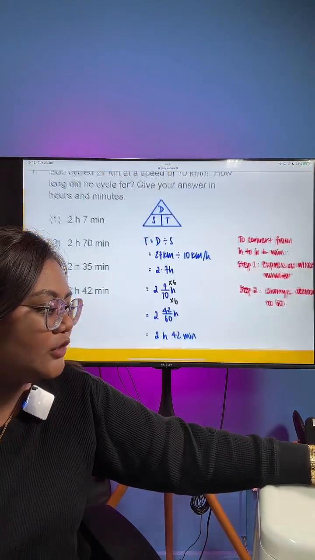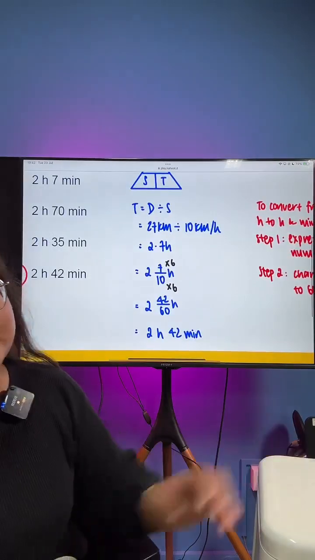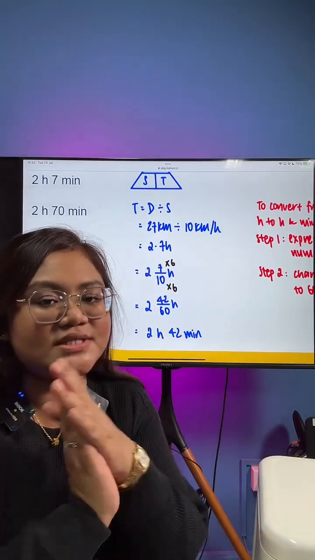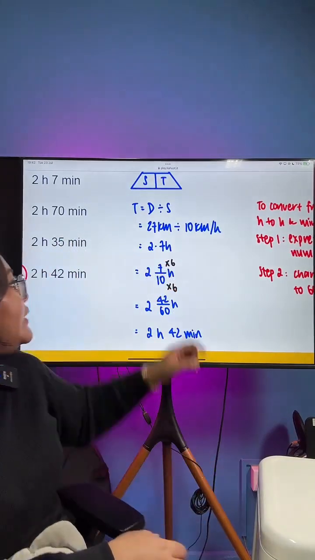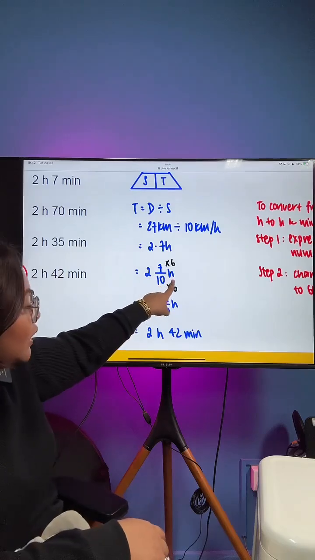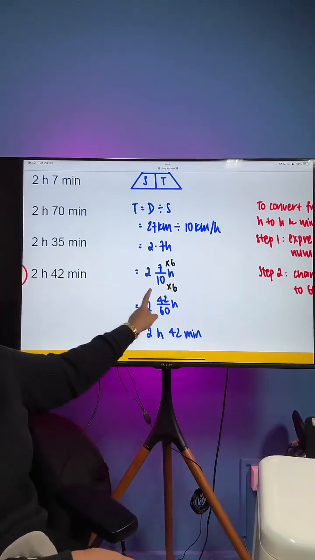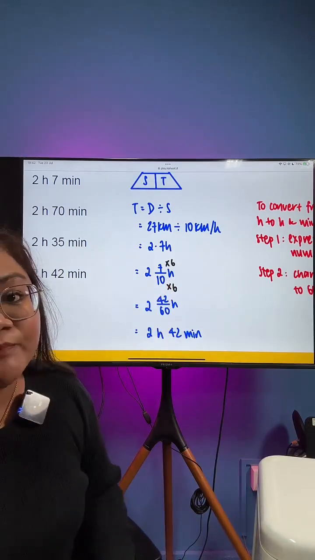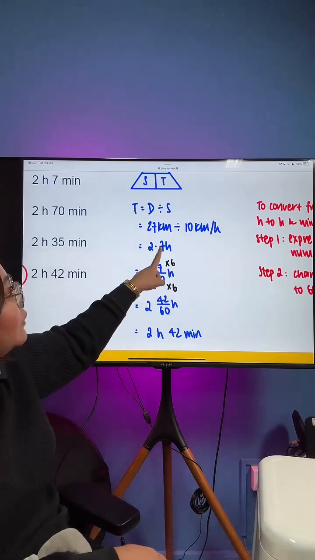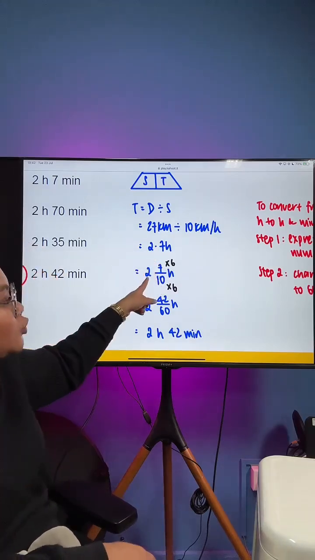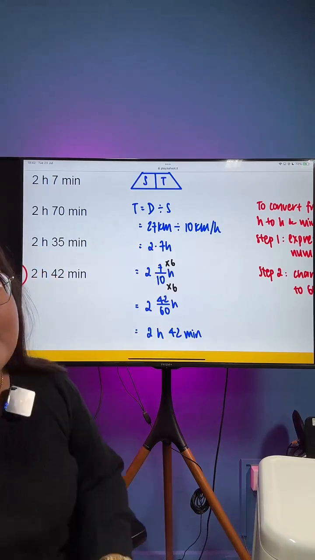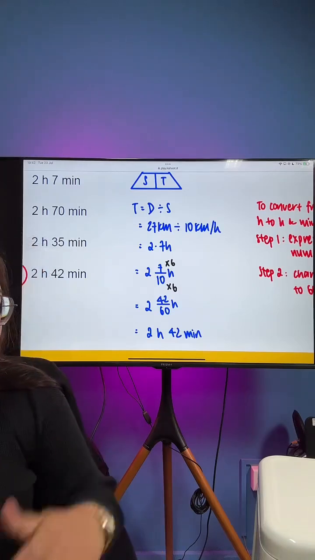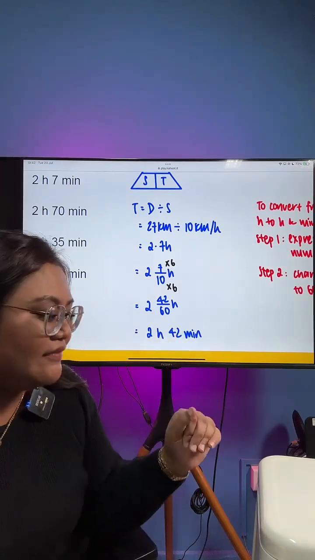Okay, so let's take a look at solution 1. I'm pretty sure all of you were able to get 2.7, right, after you divide. But 0.7 means 0.7 of an hour. So that means 7 out of 10 of 1 hour. So what you want to do is to change the denominator into 60 to derive your 42 minutes, okay? So once again, 2 and 7 out of 10 hours is the same as 2 hours and 42 minutes. So it is not 2 hours and 7 minutes, okay?